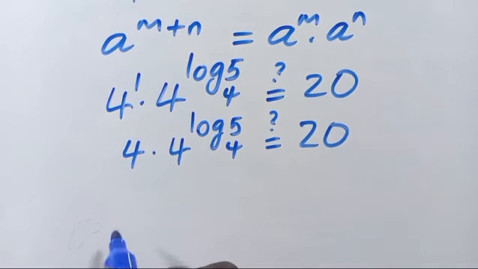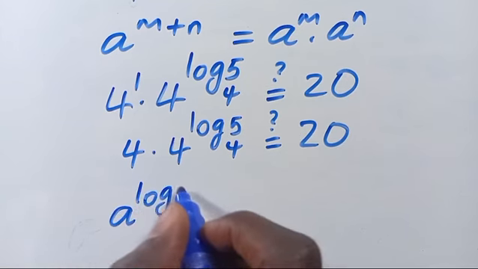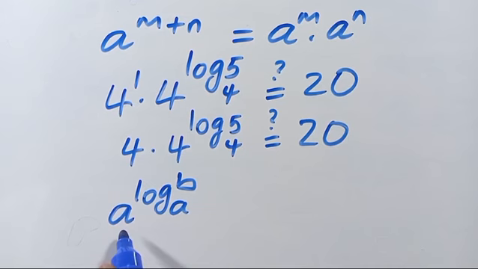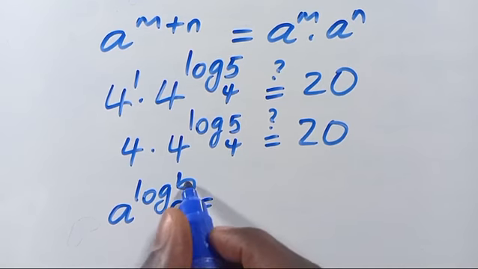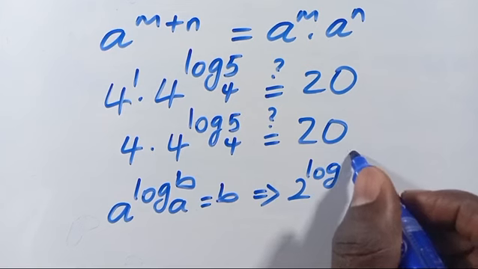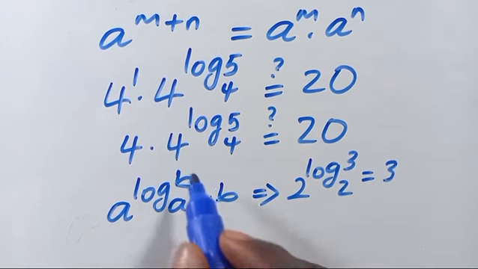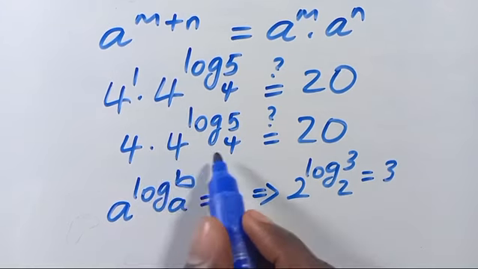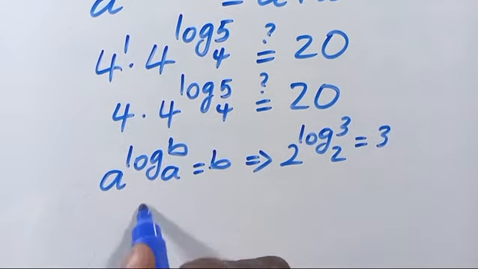Now let us recall that anytime we have a to the power of log b in base a, you can see that this base is equivalent to this base. So the output of this expression will be b. This also implies that when we have 2 to the power of log 3 in base 2, since this and this are the same, the output of this expression will be 3. So for this, 4 is here, 4 is also here, so the output of this expression will be 5. And we have this 4 here, so here will be 4 times 5, which equals 20.